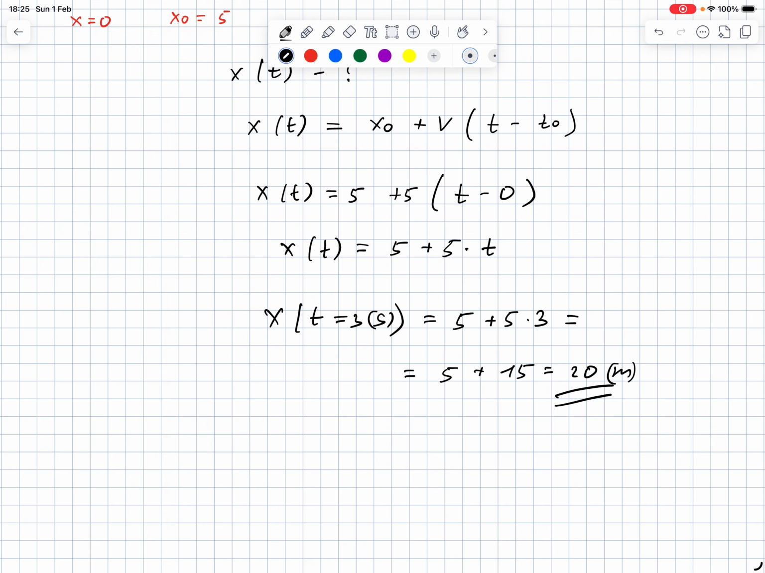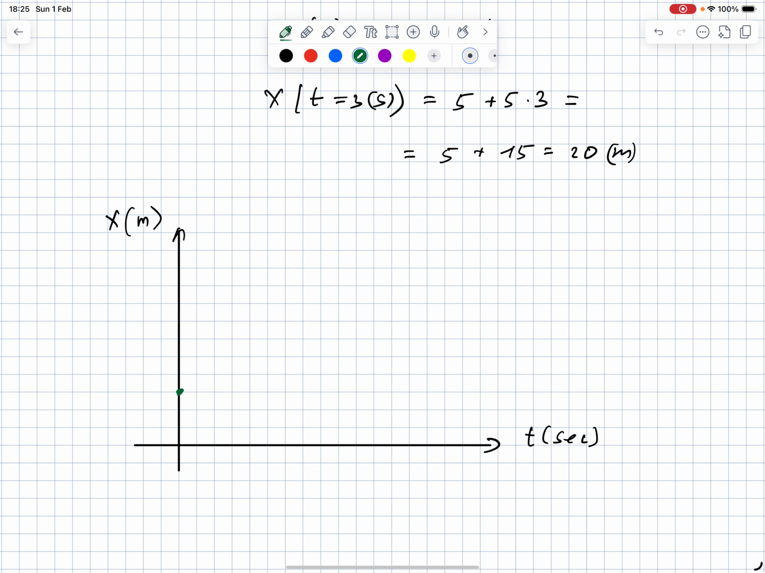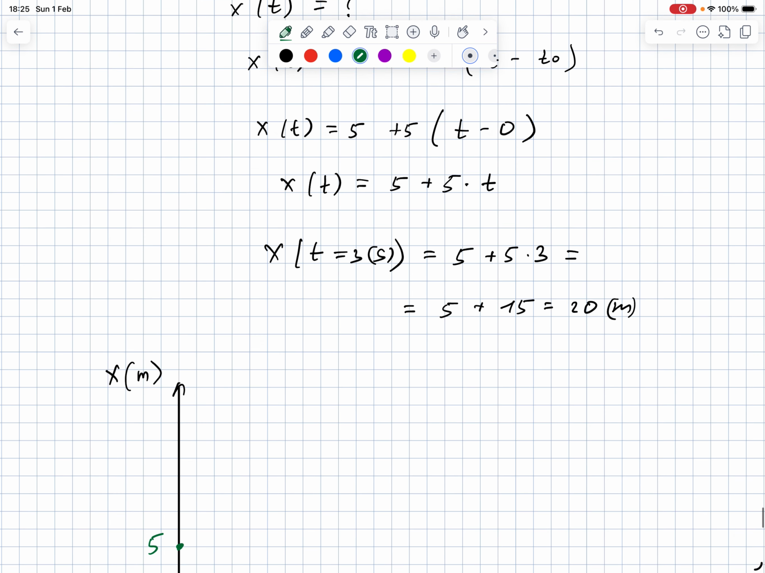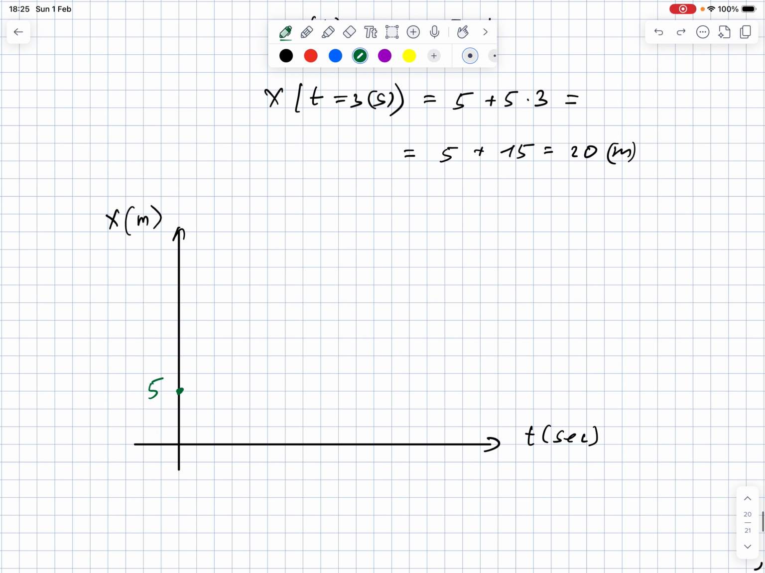Okay, what else can we ask? We can ask to draw the function. The x axis units are meters and the t axis units are seconds. The initial position would be 5. And this, as you can see, is a linear function. So it would be something like this.